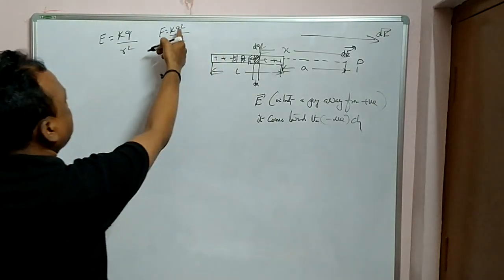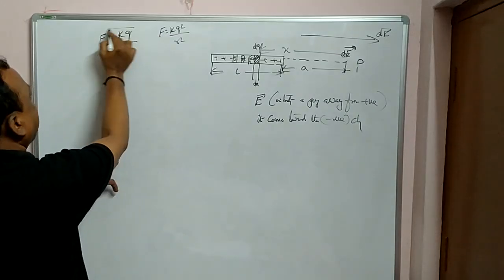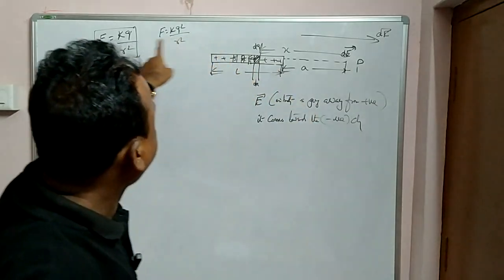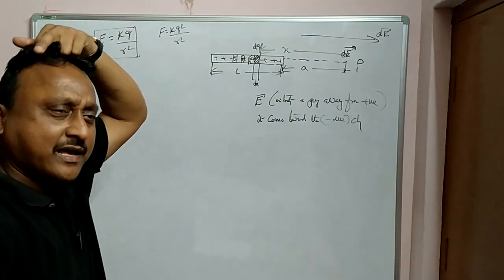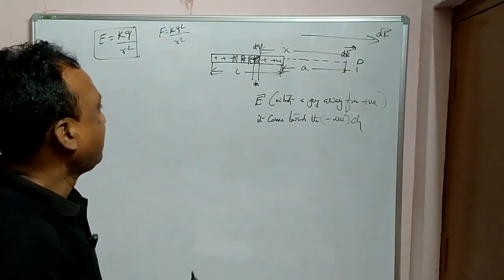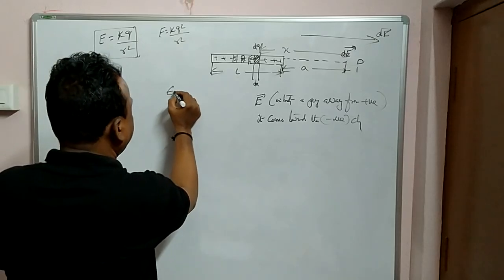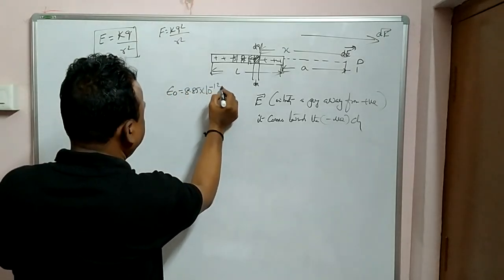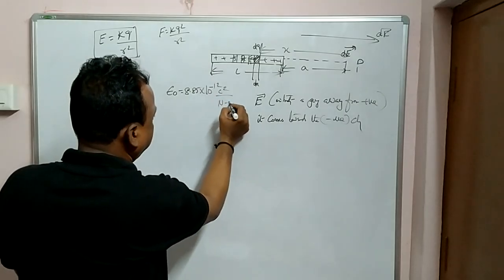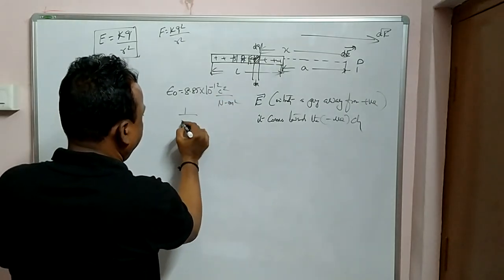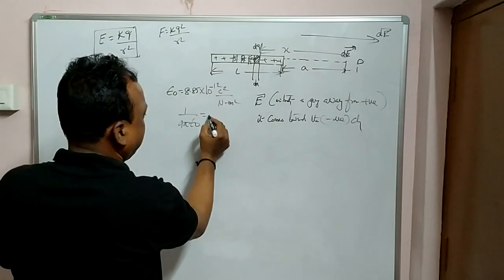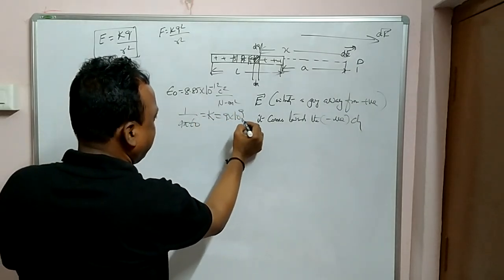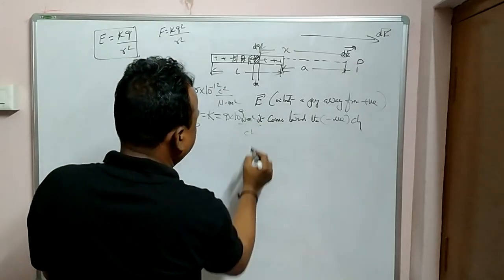KQ²/R², Q1 Q2. So when you divide with 1Q, this is the original formula now, electric field intensity, where K is 1/4πε0. Okay? Please make a note. ε0 value is 8.85 × 10⁻¹² coulomb square per Newton meter square, and 1/4πε0, which you are calling K, is equal to 9 × 10⁹ Newton meter square per coulomb square.